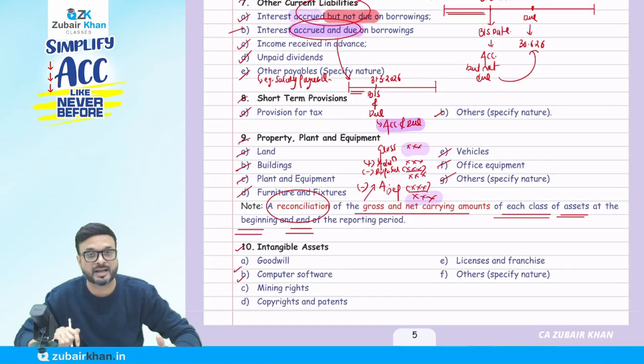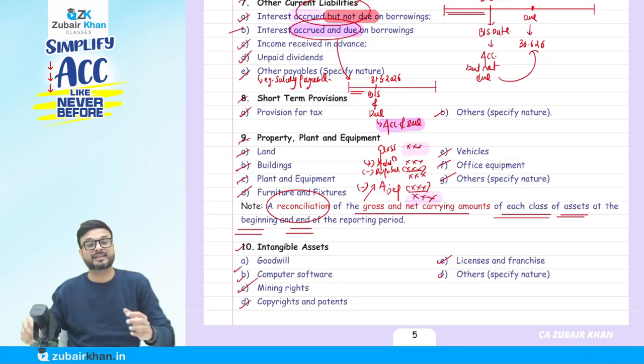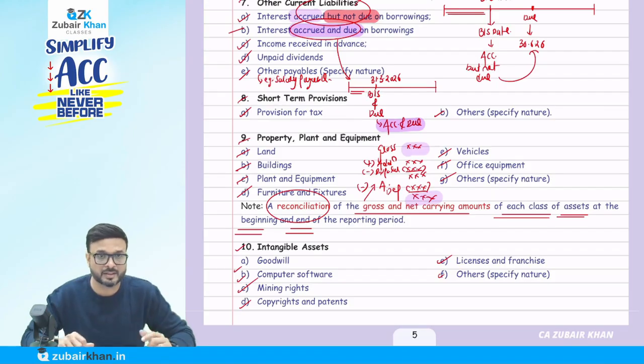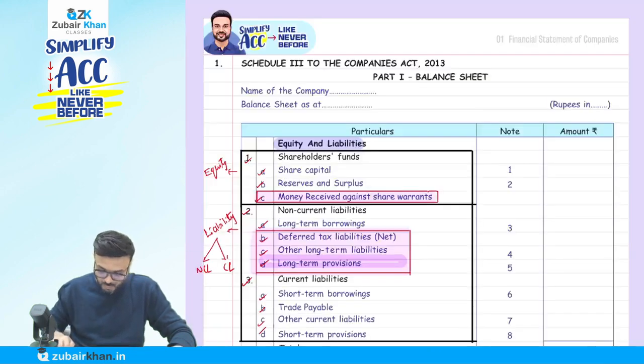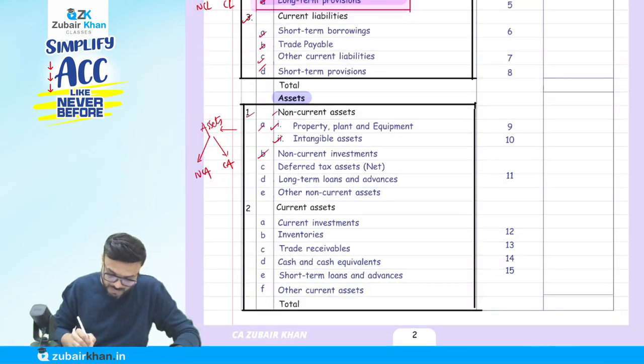It's an intangible item. Mining rights you have, copyrights and the patent license or the franchise or any other right. So basically these are the items that help you to generate revenue, but there is no physical item. So it is going to come under the category of what? Intangible asset here.